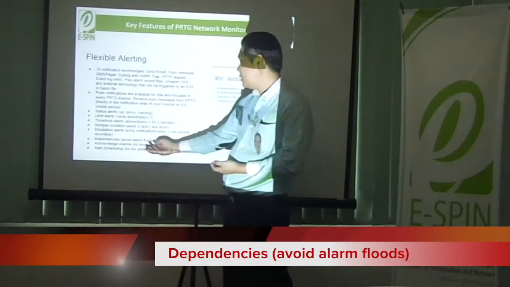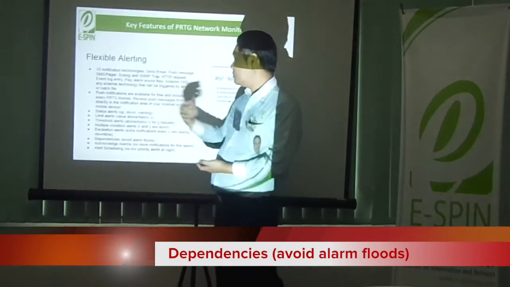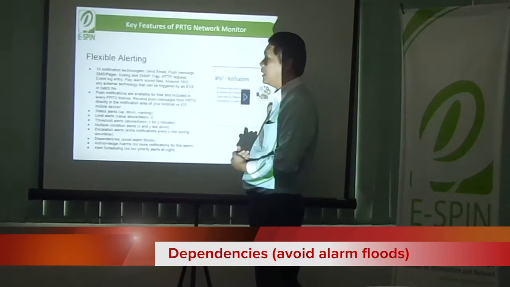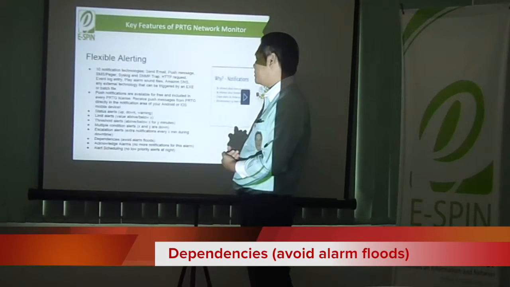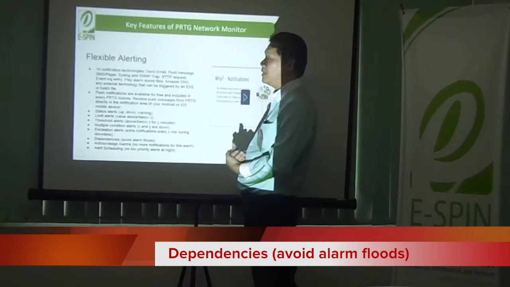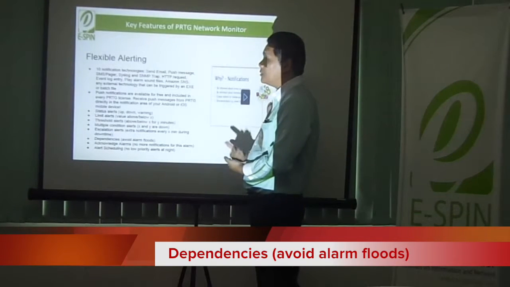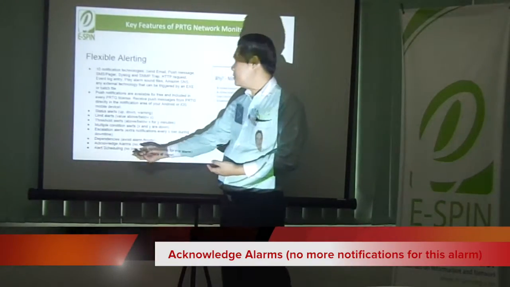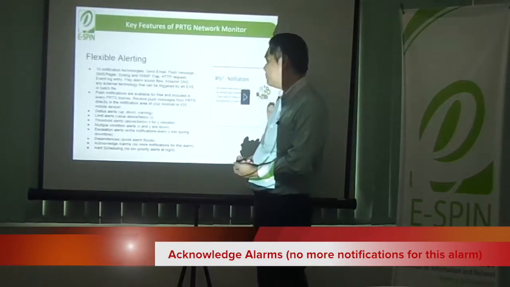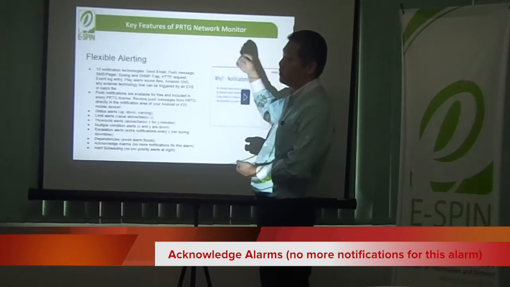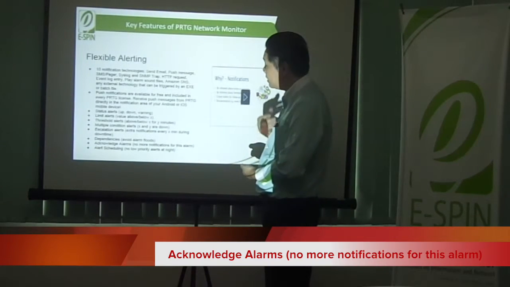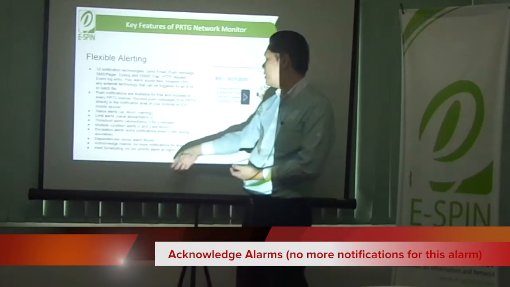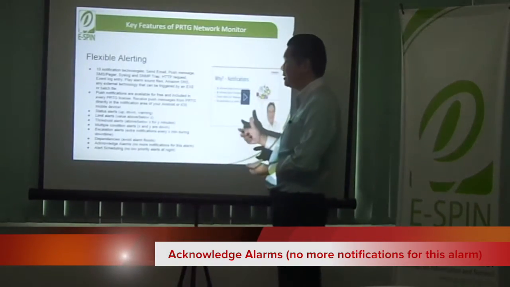Dependencies avoid an alarm flood. For example, if there is a critical failure on the gateway or core switch, we would otherwise receive a flood of alarms from all the devices below it, so the dependency suppresses those alarms. Acknowledgement alarm: no more notifications for this alarm once it has been acknowledged, so it will not keep coming. And alert scheduling: no low-priority alerts at night and so on.